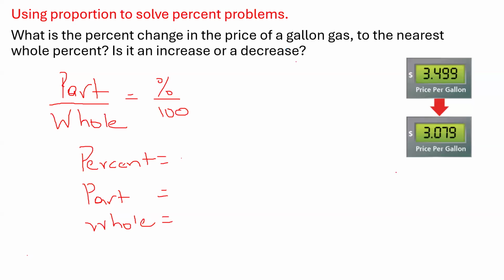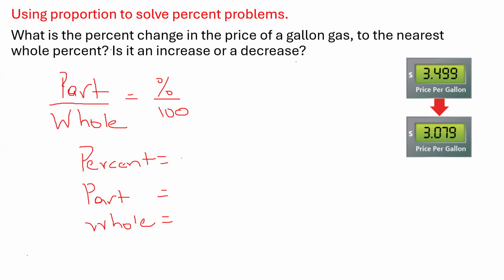In this video, you are going to learn how to find percent decrease using proportion. Already, we are familiar with the proportion formula, part over whole equals percent over 100. Using this problem on the screen, what is the percent change in the price of a gallon of gas to the nearest whole percent? Is it an increase or a decrease?